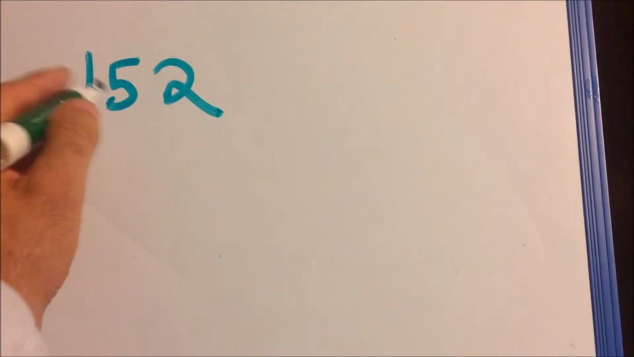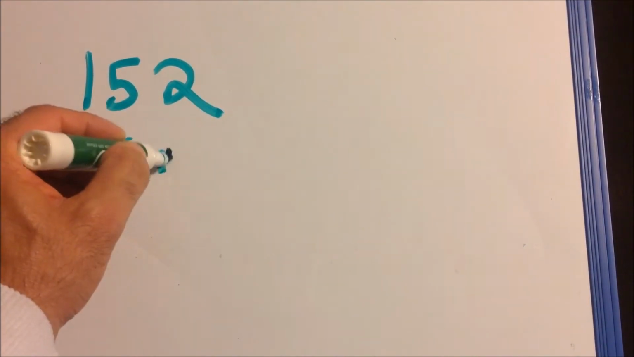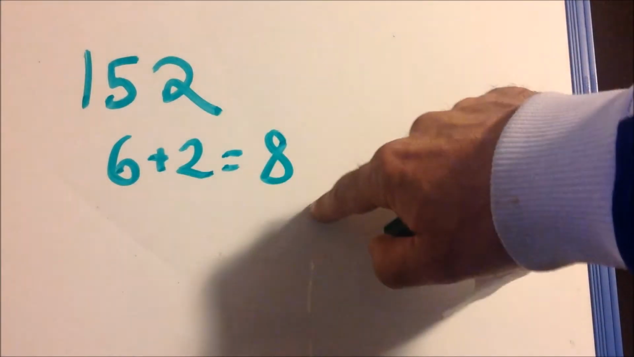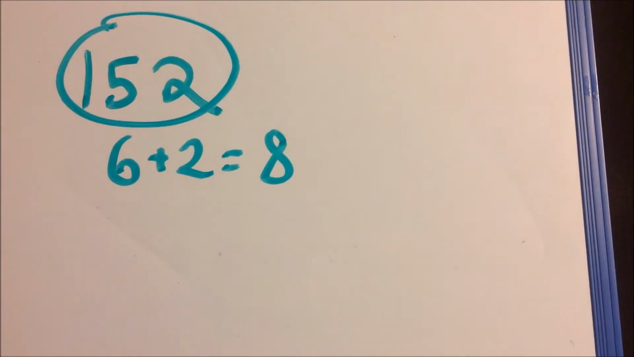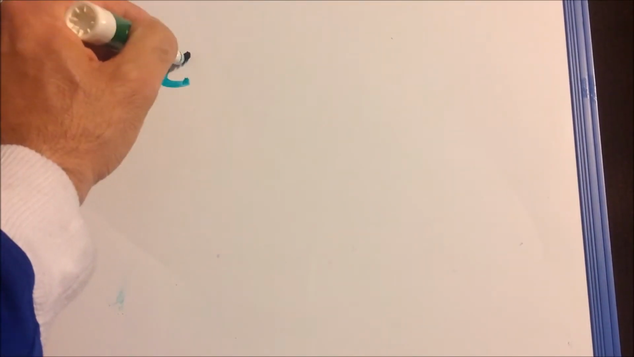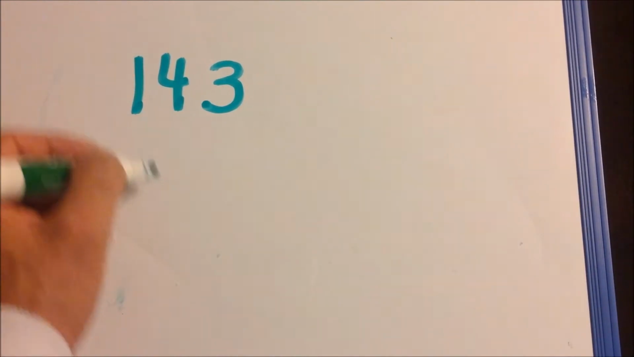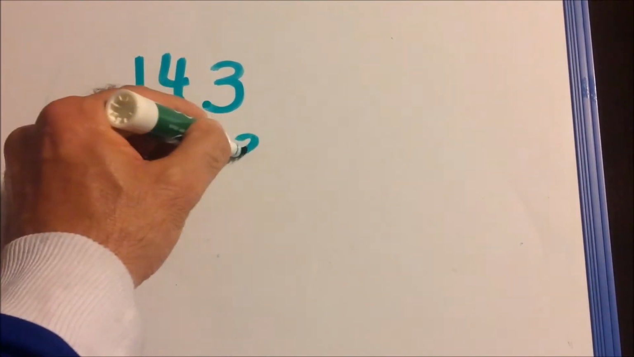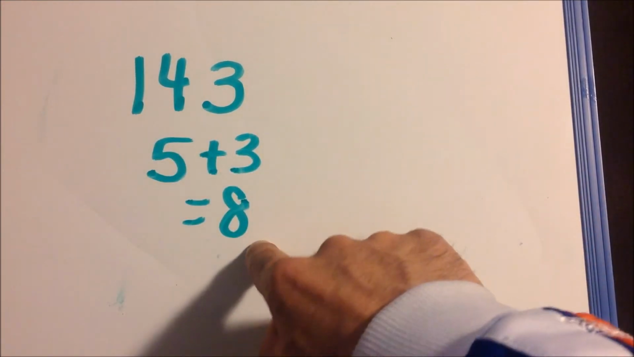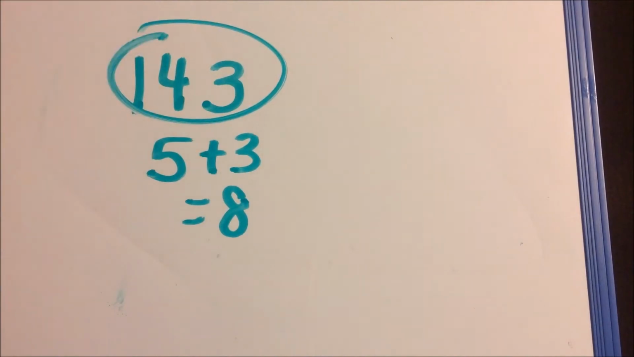Let's look at something like 152. Let's add the digits: 1 plus 5 is 6, and 6 plus 2 equals 8. Now 3 doesn't go into 8, so 3 will not go into 152 evenly. All right, let's do another one, 143. Will 3 go into 143 evenly? With the rule, we have to add the digits. 1 plus 4 is 5. 5 plus 3 equals 8. 3 doesn't go into 8, so it will not go into 143 evenly.